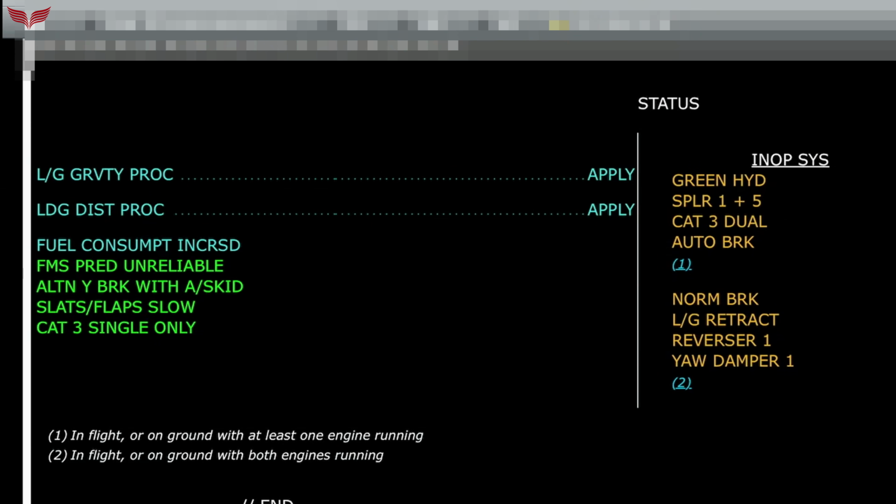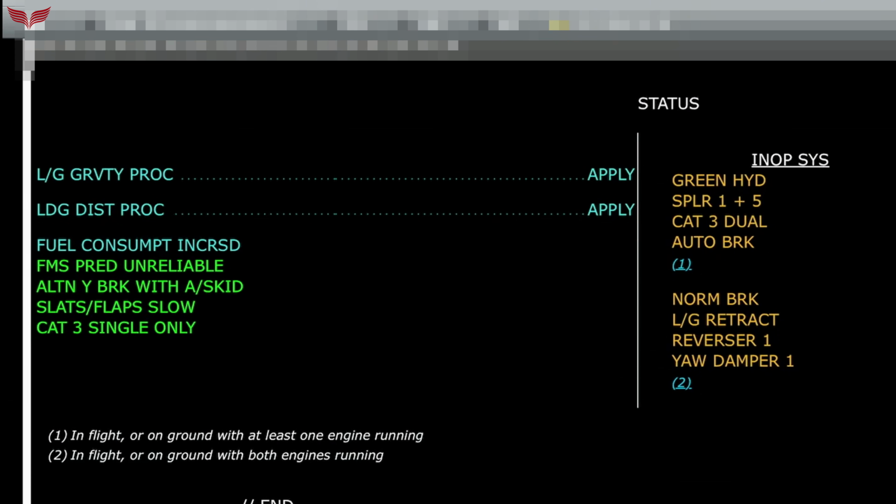For this moment and particular failure at this stage, no, we do not. So you say read status. Landing gear gravity procedure apply. Okay, that's good to know. It doesn't tell you where to find it or where to take this procedure from. Landing distance procedure apply. Fuel consumption increased. FMS prediction unreliable. Alternate yellow brakes with anti-skid. Slats flap slow. Cat3 single only.